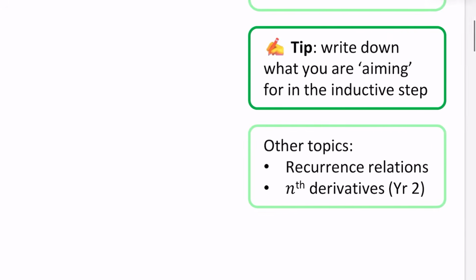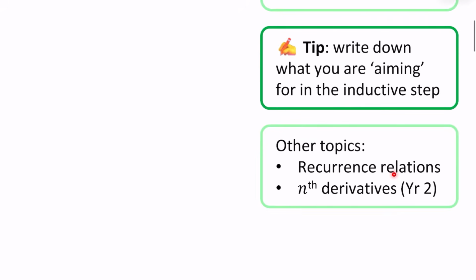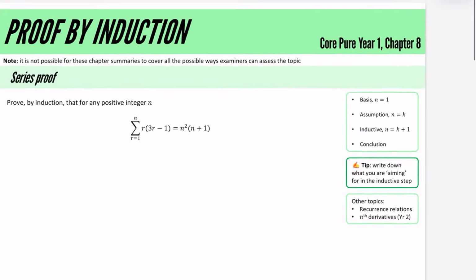There is a very, very small chance they could do something to do with recurrence relations. Edexcel have done a question on that in a further maths mock set question. And they do also talk about the nth derivatives, but this uses year 2 differentiation, and it's not technically covered in this chapter. So I've left it out of this chapter summary so that it's really focused on stuff with year 1.